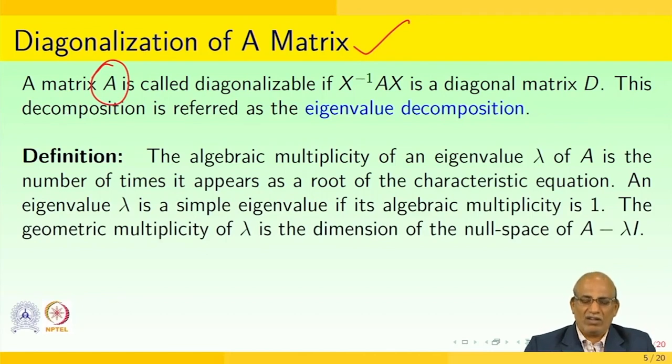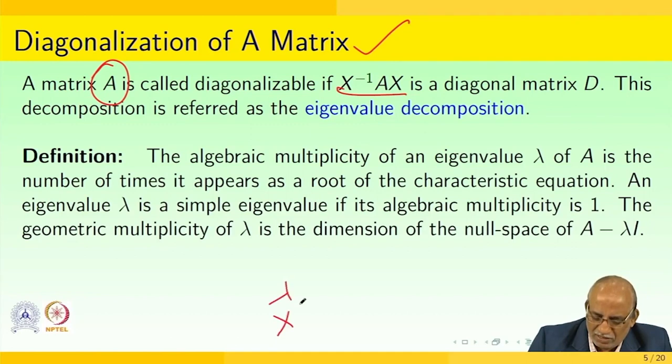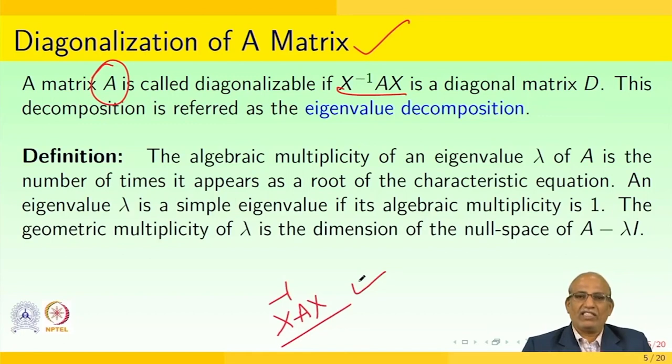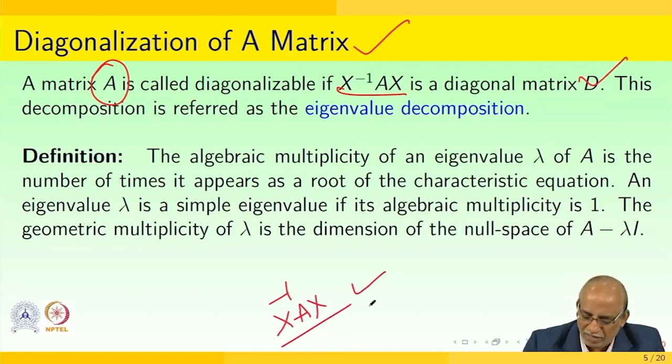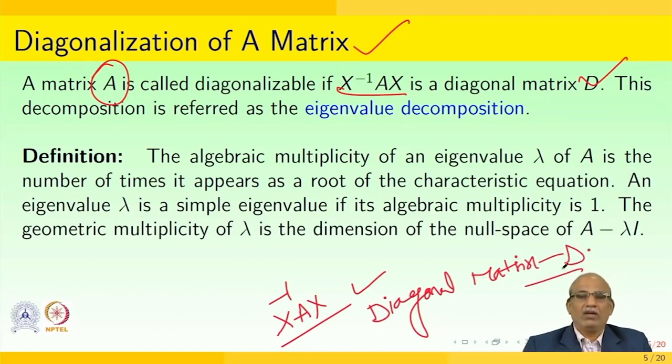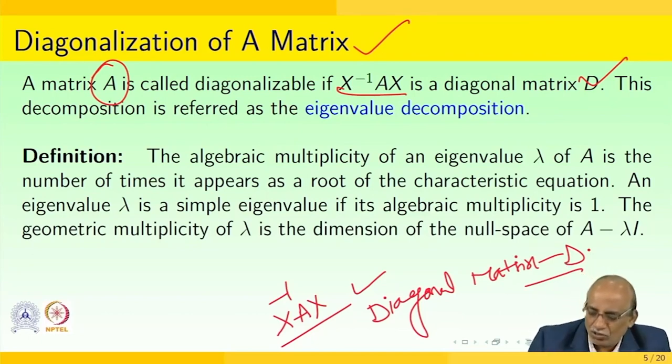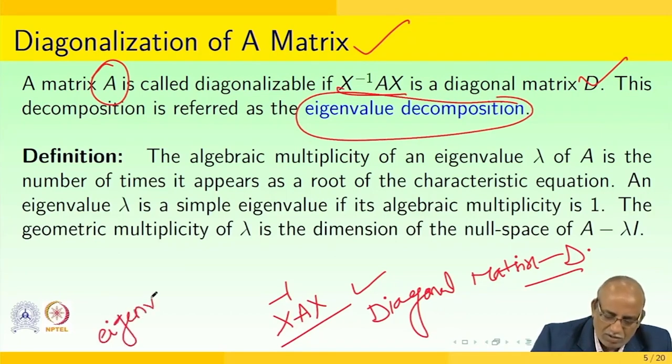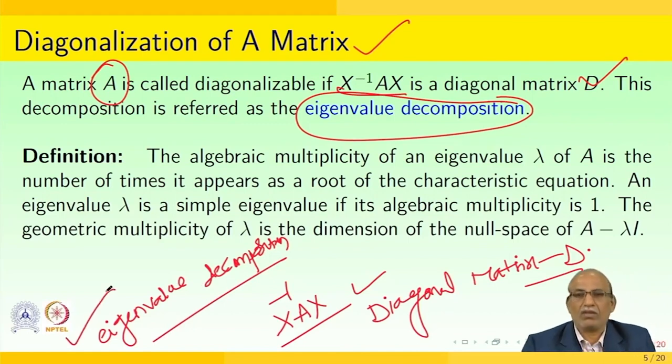A matrix A is called diagonalizable if X inverse AX is a diagonal matrix D. This decomposition is referred to as eigenvalue decomposition. A matrix A is called diagonalizable if X inverse AX is a diagonal matrix D, and this decomposition is called eigenvalue decomposition.